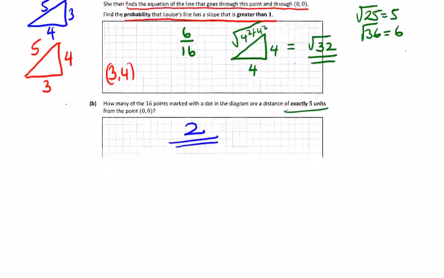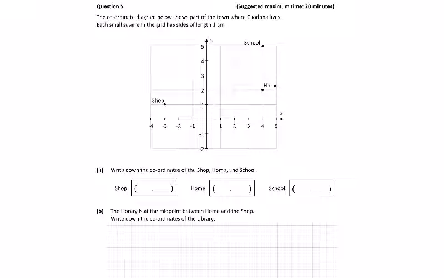Actually, that was the whole question. So the next question, coordinates of points. Easy start. The shop first, just don't mix them up. Start here, back 3, up 1: (-3, 1).